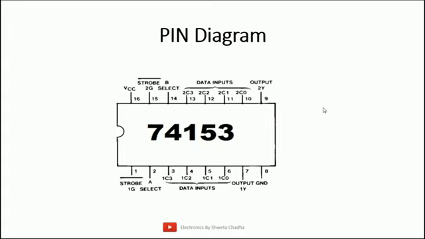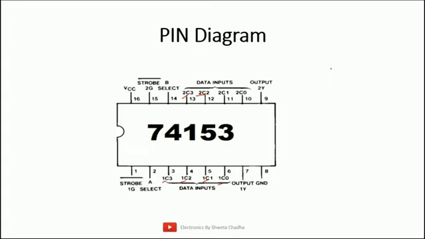74153 IC is used for the implementation of a total of 2 4x1 multiplexers. So initially, let me show it to you as well. As you can see, 1 is written on multiple different pins. So 1 means the first multiplexer. We have 4 input signals for the first multiplexer, 1 output signal for the first multiplexer, and A and B are our select lines. Similarly, the second multiplexer is written as numeric 2. So 2 means the second multiplexer.